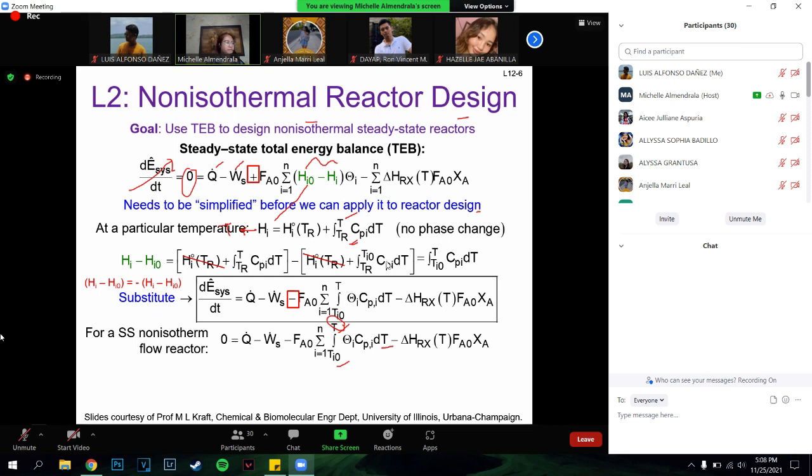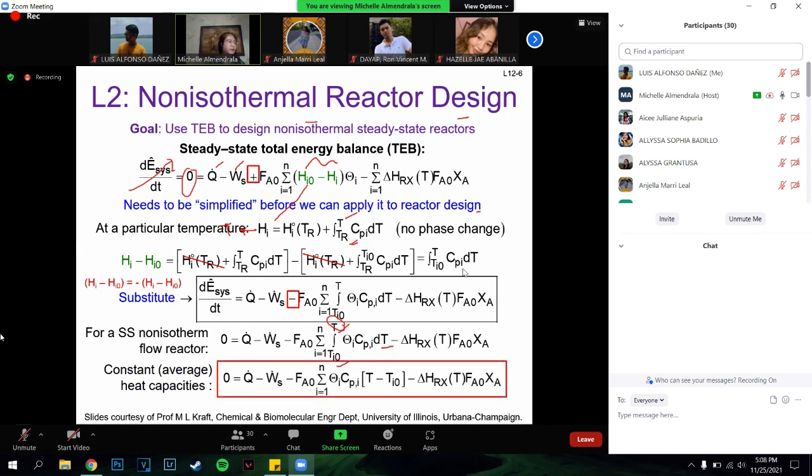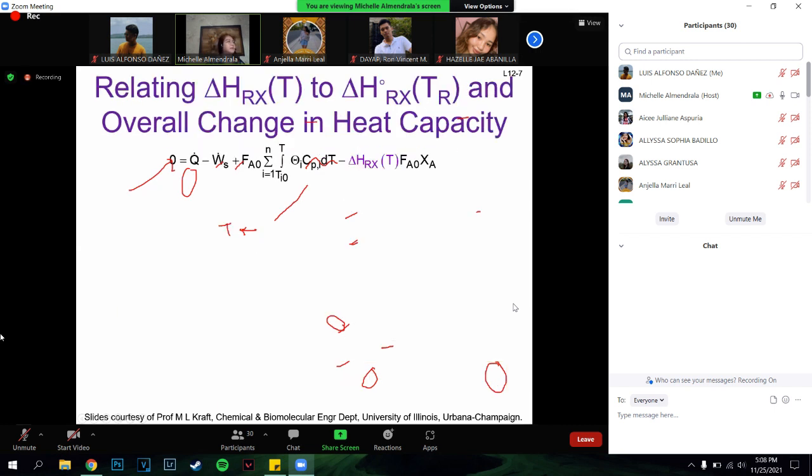So next, let's proceed to the next slide. Going back to constant average heat capacities, we have this final overall energy balance. From this overall energy balance, class, we are now looking at the relationship of T and X_A. So from there you derive the T-X relationship. Let's derive the T-X relationship from the energy balance using this equation here.